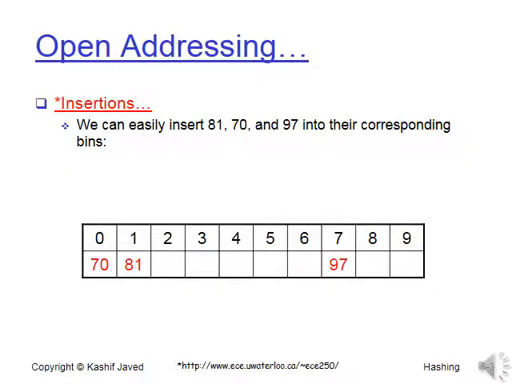Inserting 60 causes a collision in bin 0, since the cell is already taken by 70. Therefore, we check by moving forward and find bin 1, which is full. It is occupied by 81. Thus we move forward and check bin 2, which is empty. Thus we put 60 into bin 2.